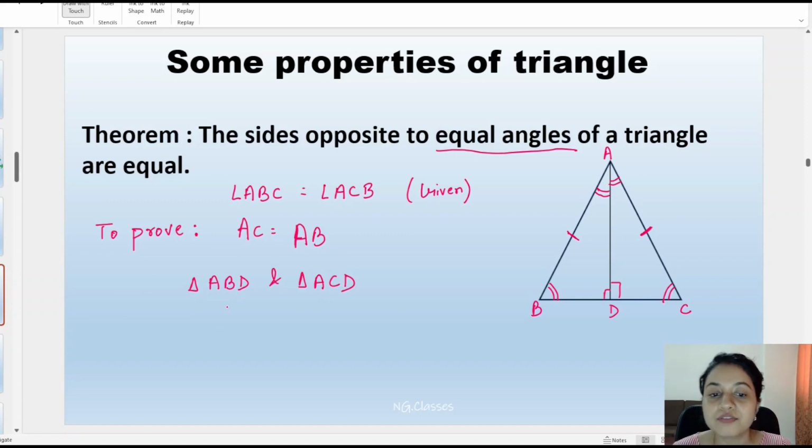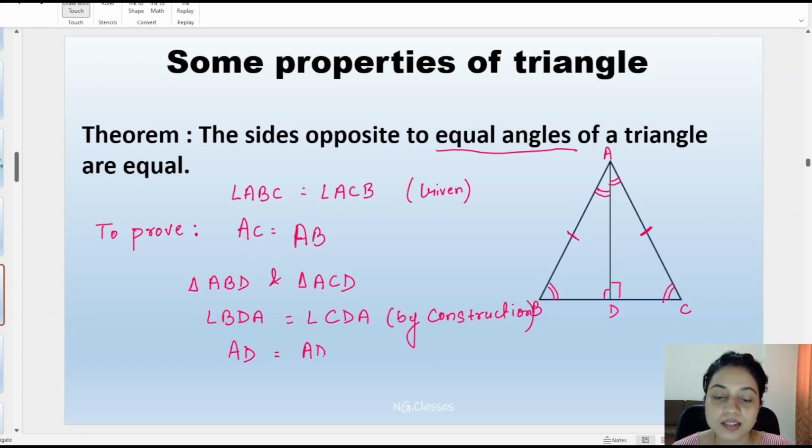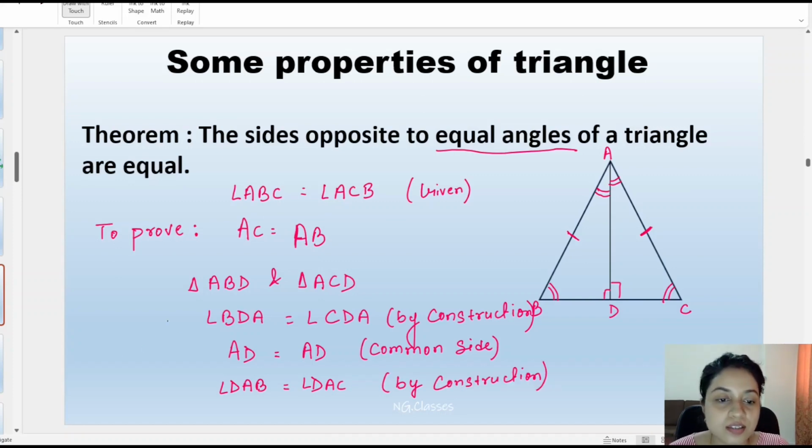In these two triangles, we can see that angle BDA and angle CDA are 90 degrees by construction. Side AD is the common side in both triangles, and since AD works as a bisector of angle A, we can say that angle DAB is equal to angle DAC, that too by construction. So here we got the sequence of angle, then side, then again angle.